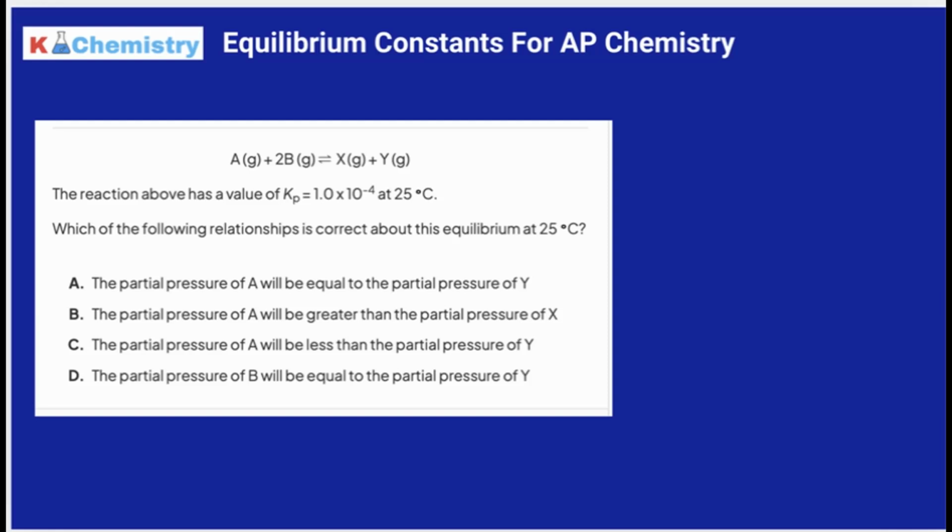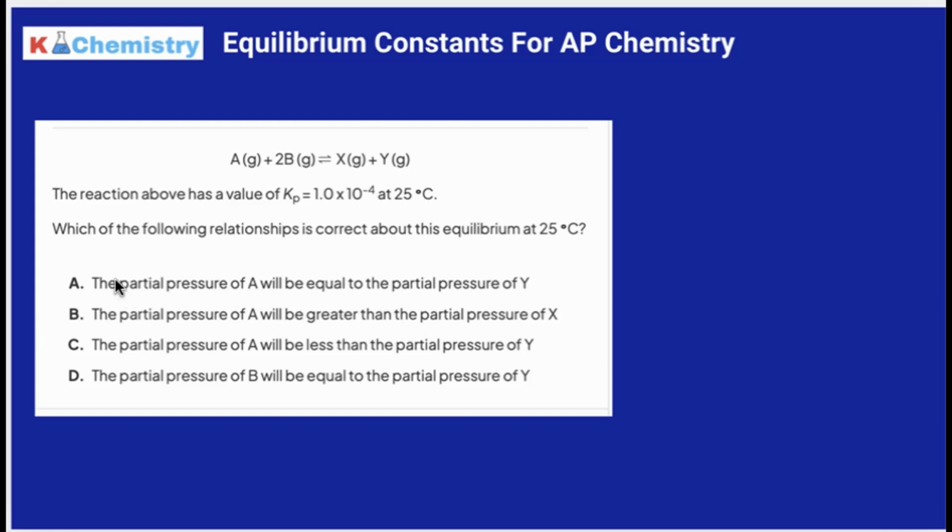A and D, I cannot say they are correct because A is equal to Y and B is equal to Y, which means that the reactants are never more than the products. If A or B is equal to Y, it means that the reactants are never more than the products. And C is incorrect, as there are more reactants than products in this reaction. Note that A will not be less than the partial pressure of Y.